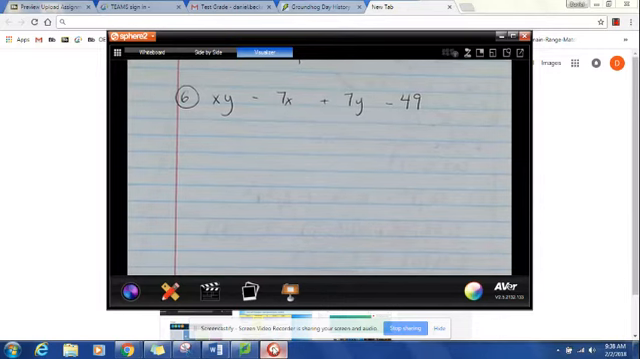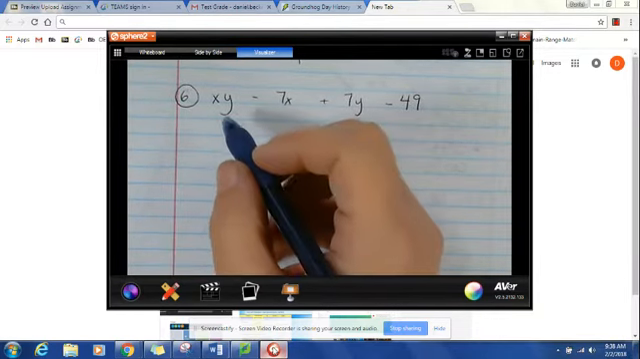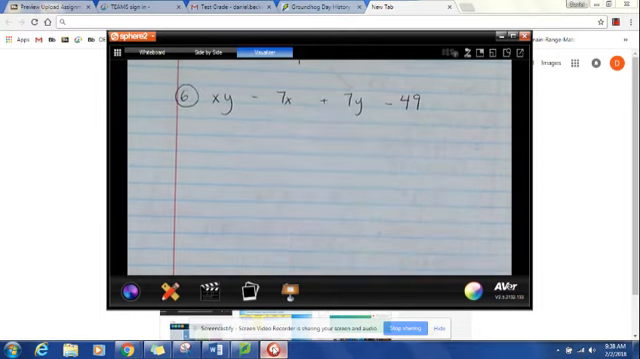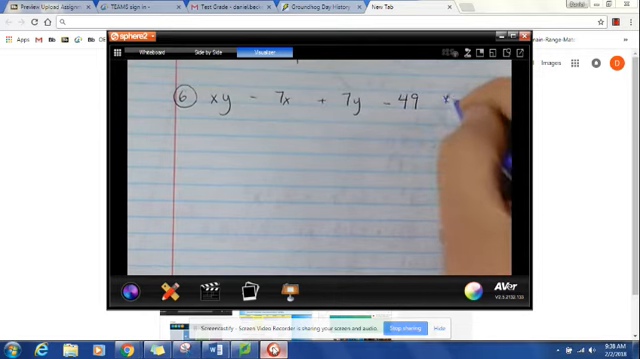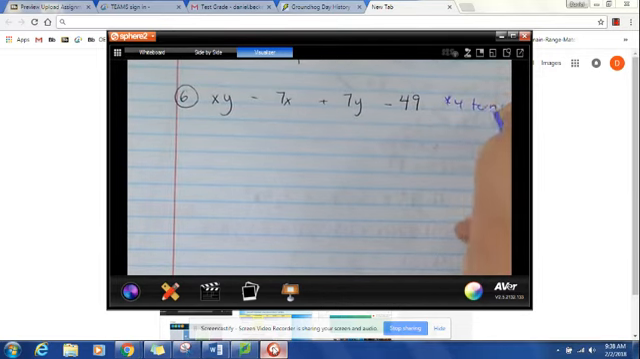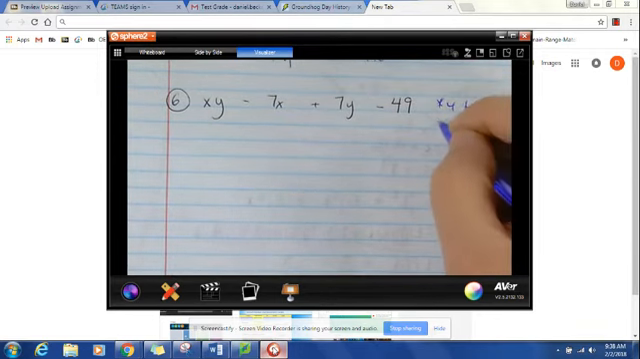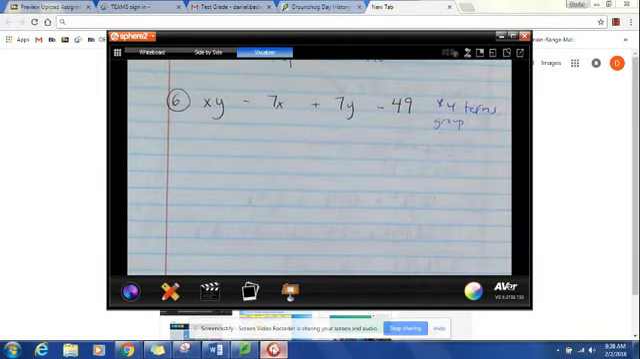So we're going to look at a little factoring by grouping. We're going to factor by grouping xy minus 7x plus 7y minus 49. If you see that it has 4 terms, then it is possible that you might be able to factor by grouping. So first thing we're going to do is group the terms.